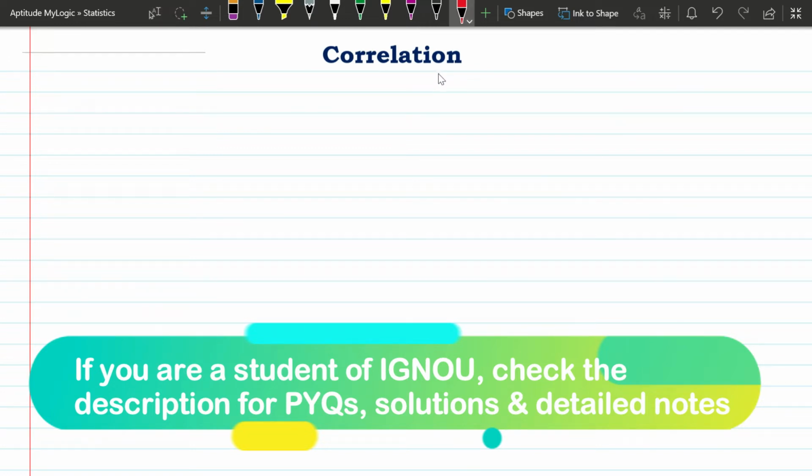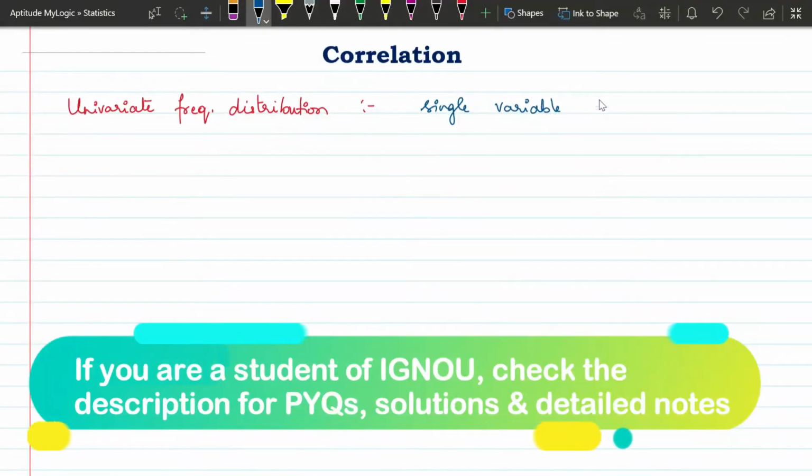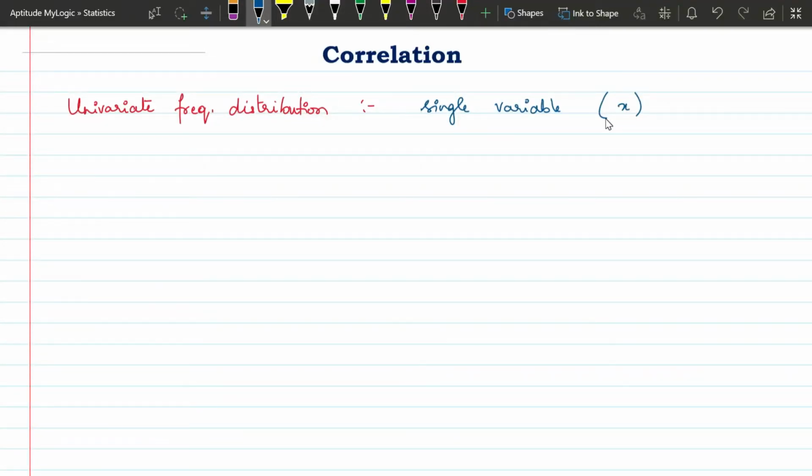So what is correlation? Before we learn what is correlation, let us see what univariate and bivariate distributions are. In the previous videos we have seen frequency distribution of variables, and those frequency distributions are actually univariate frequency distributions. Univariate means we have a single variable. In all the previous problems we had only one variable, usually taken as x, and for those x values we write the frequencies. That was called the frequency distribution table, also called univariate frequency distribution.